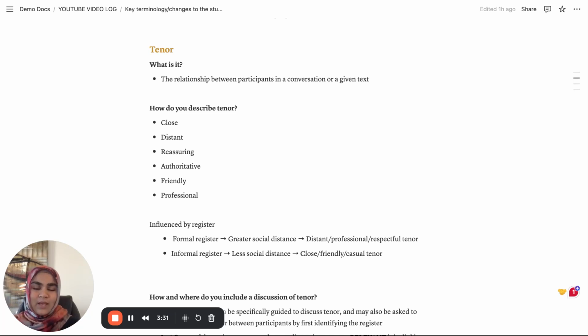So that's a way of explaining how we can include a discussion of tenor even in our everyday lives. And when you understand that, it becomes easier when you look at texts to identify the tenor between two participants by just identifying their relationship first. Now, the other side of that is also true.